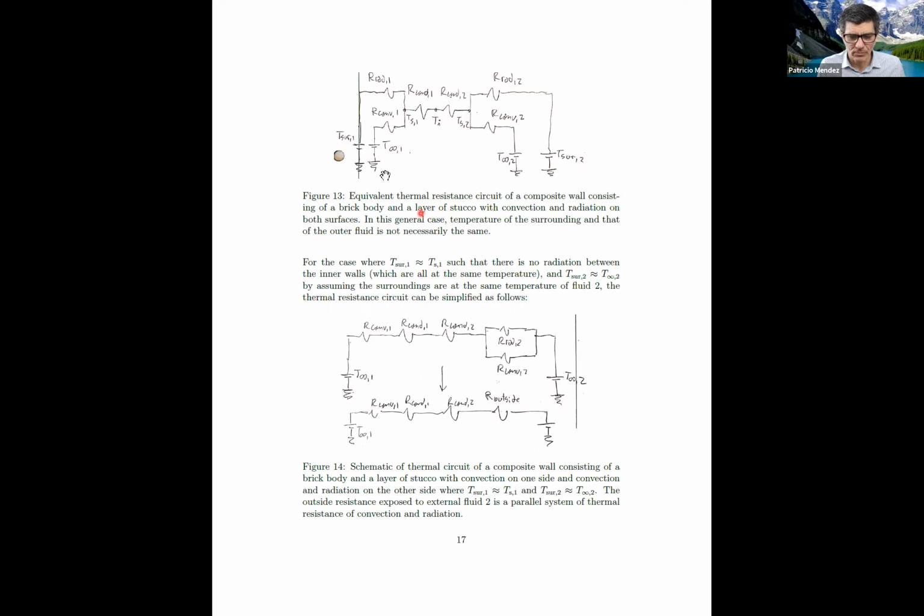So this resistor here is the same as not having it. We can forget about it because there is no heat transfer going on by radiation. These two became a proper parallel path. So this circuit here, and again, we're talking about walls in a house. We're not talking about electrical engineering.